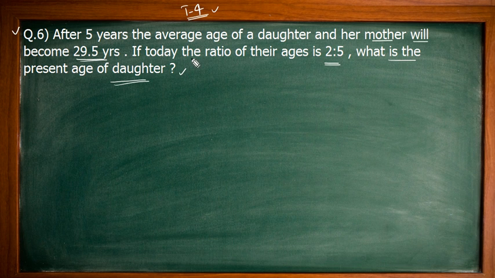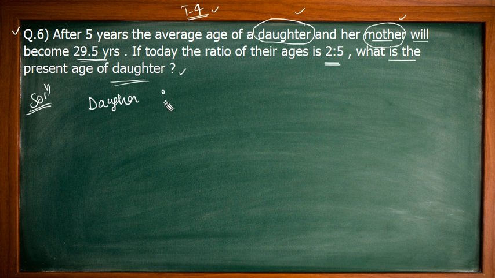There are basically two entities, the first one is daughter and the second is mother. So you have to apply all the operations on these two entities. See the solution right now. Daughter and mother.